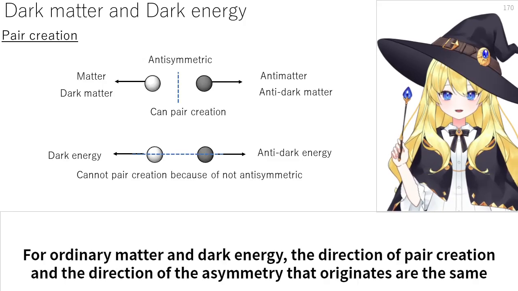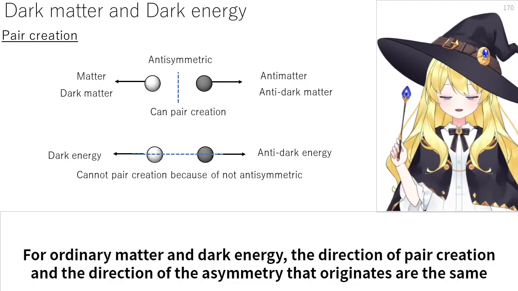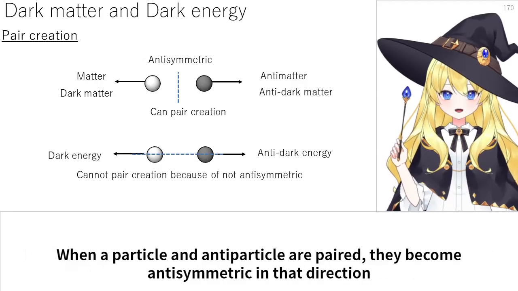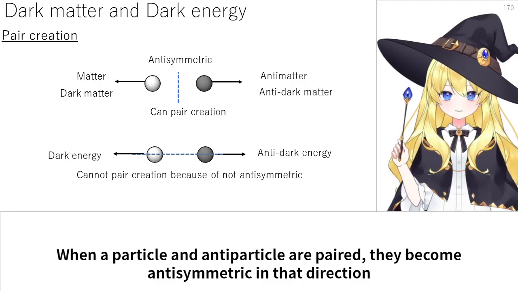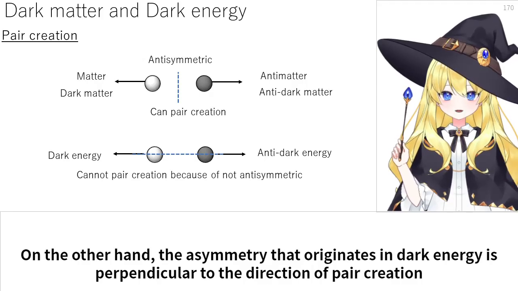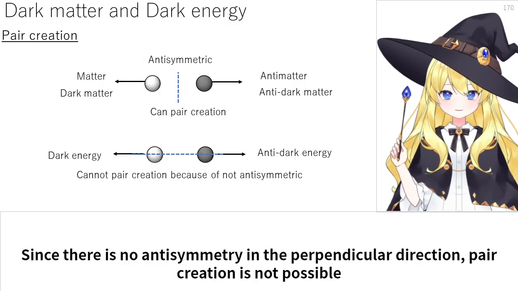For ordinary matter and dark energy, the direction of pair creation and the direction of the asymmetry that originates are the same. When a particle and antiparticle are paired, they become antisymmetric in that direction. On the other hand, the asymmetry that originates in dark energy is perpendicular to the direction of pair creation. Since there is no antisymmetry in the perpendicular direction, pair creation is not possible.